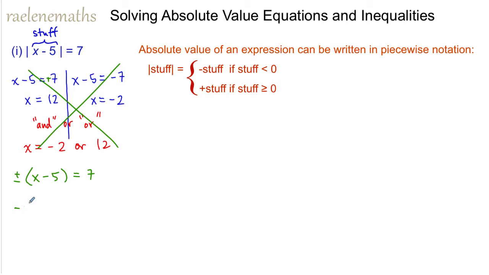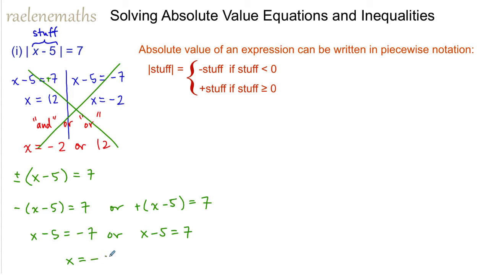This would still give us that negative times x minus 5 equals 7, or positive times x minus 5 equals 7, which gives us x minus 5 equals negative 7, or x minus 5 equals 7. And from here we get the same answers of negative 2 or 12. The impact really comes along if we have an inequality symbol here. So if we took the second question, which was x minus 5 in absolute value greater than 7, we would see now that removing the absolute value symbols is impacted by putting plus or minus around the stuff and not around the 7, as is typically done.